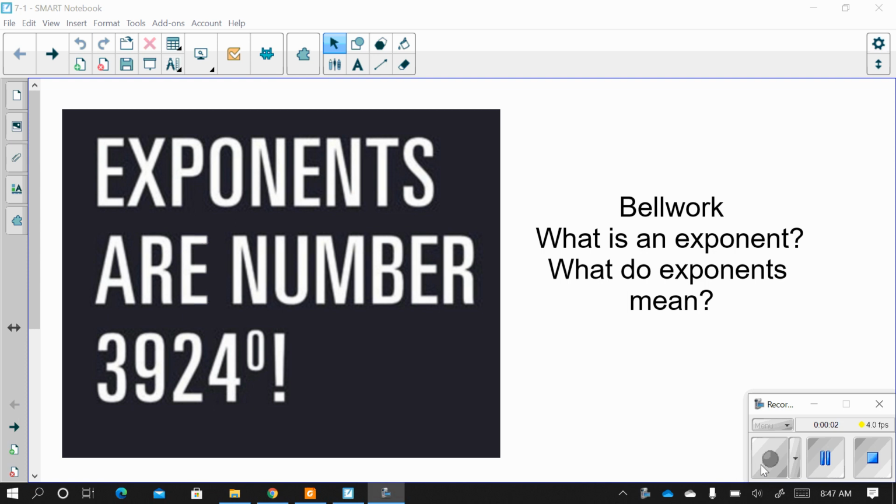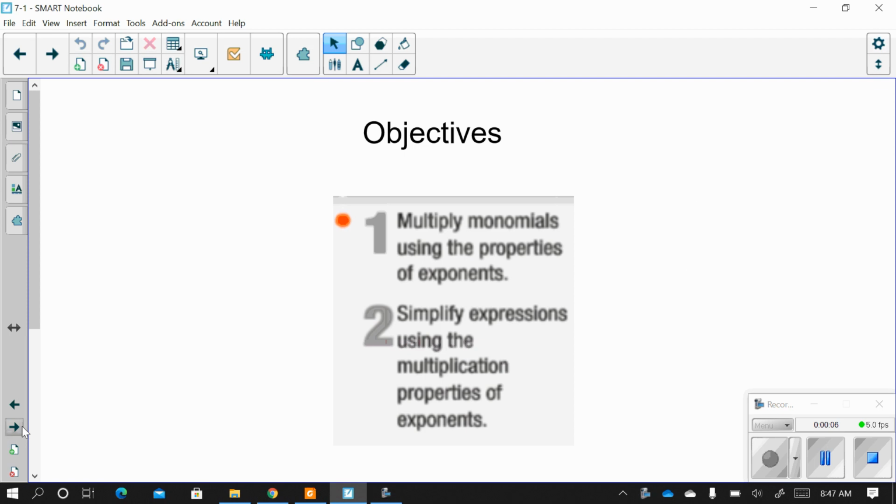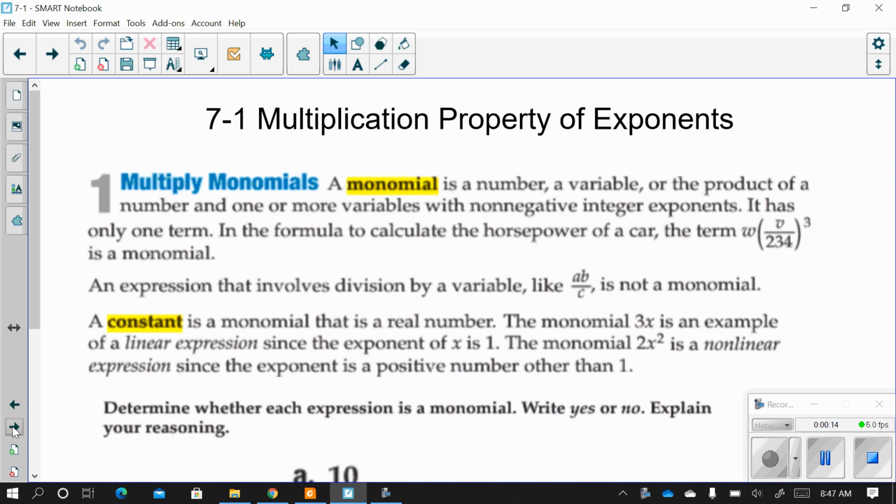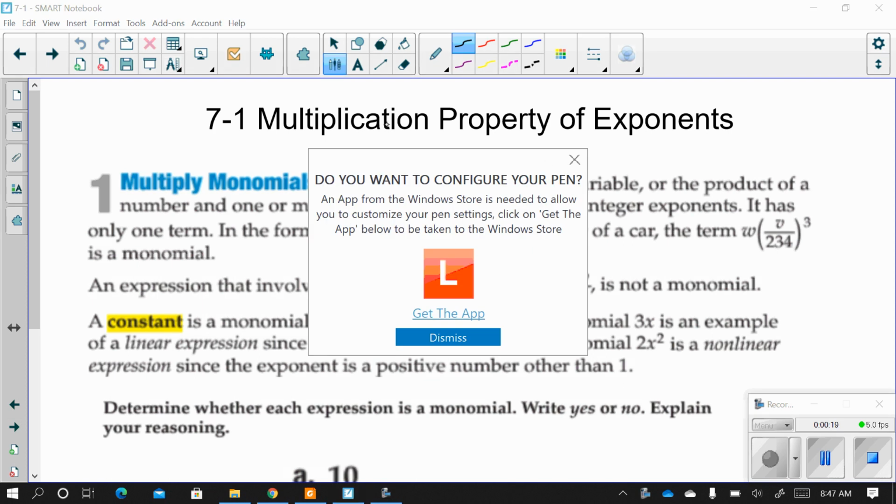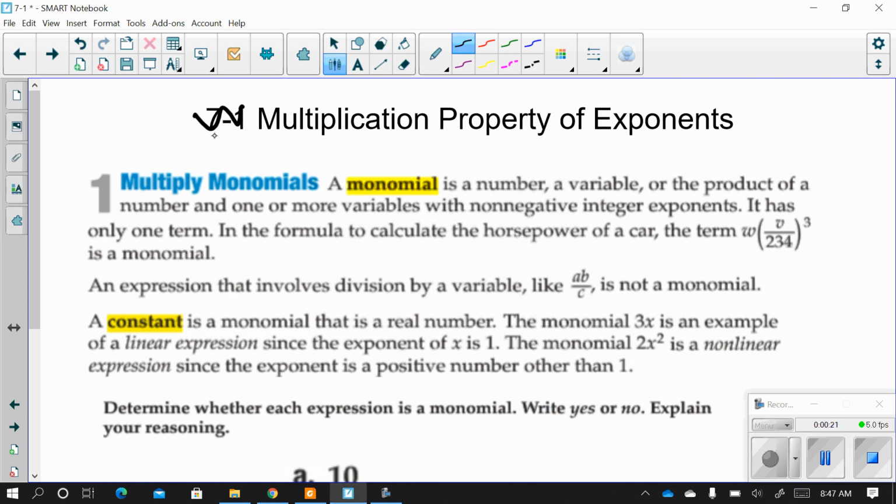Hey guys, so before getting into chapter 6 in our textbook, we're going to take a minute to review some exponent rules. So today we're going to multiply monomials using the properties of exponents, and we're going to do some simplifying using the multiplication properties. So ignore the 7-1, think of it as exponent rules part 1. It's not 7-1 in our book, so just ignore that.